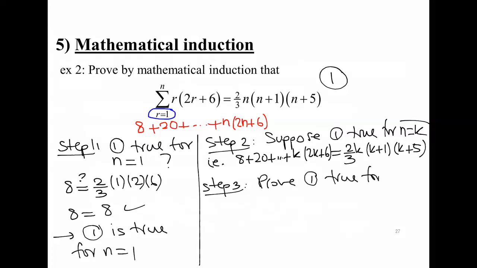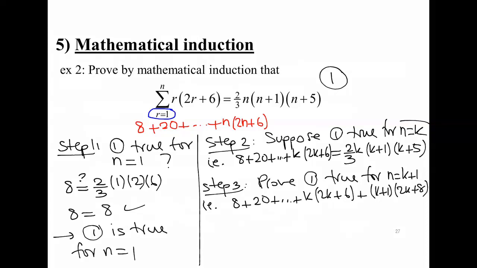is true for n equal to k plus 1, which means over here I replace n by k plus 1 in order to determine the statement that I want to prove here in step 3. So it's 8 plus 20 plus rank k, which is k into 2k plus 6, and I add to it rank k plus 1, which is, I replace n by k plus 1, which is k plus 1 into 2 into k plus 1 plus 6 gives me 2k plus 8.